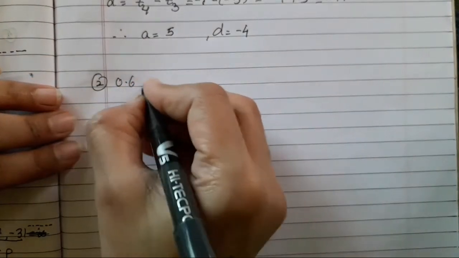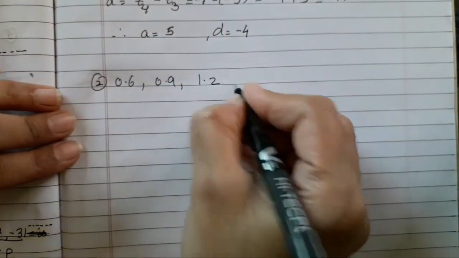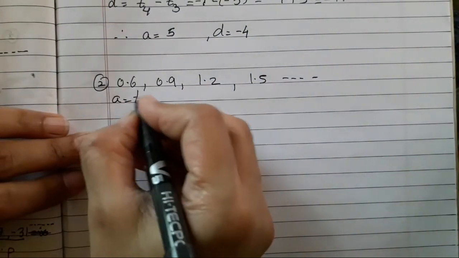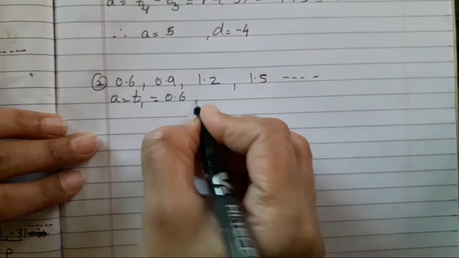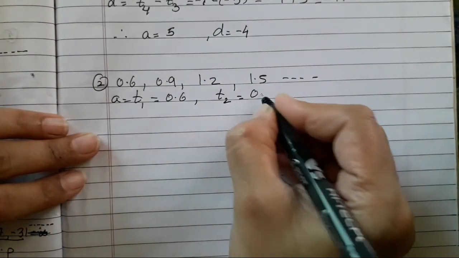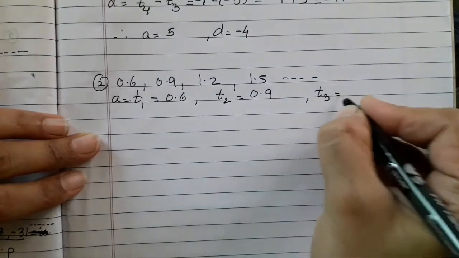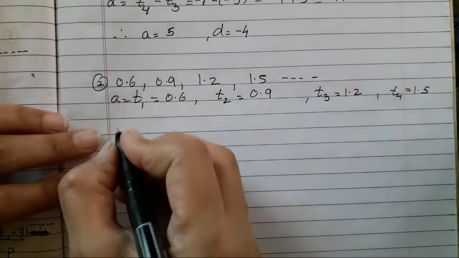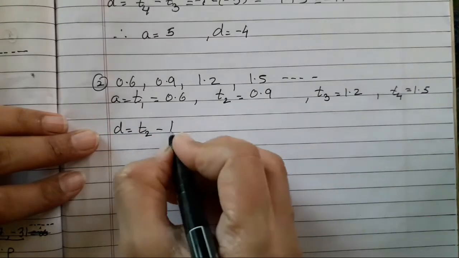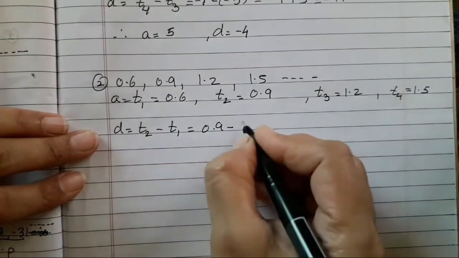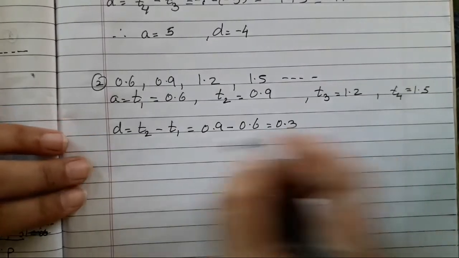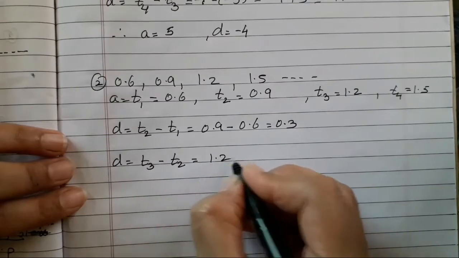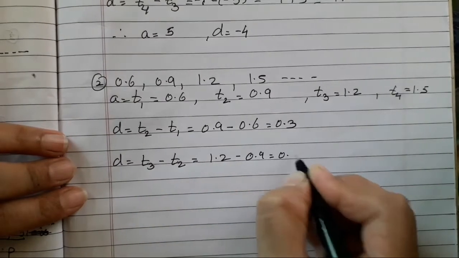The second one is 0.6, 0.9, 1.2, 1.5, and so on. So your A is your T1, which is 0.6, T2 is 0.9, T3 is 1.2, T4 is 1.5. So the difference is T2 minus T1, which is 0.3, so D is 0.3. Same pattern, children, you all have to follow.